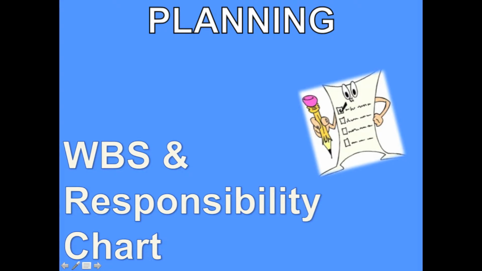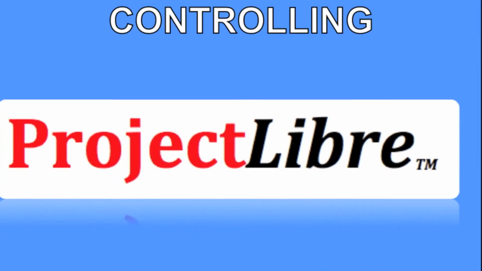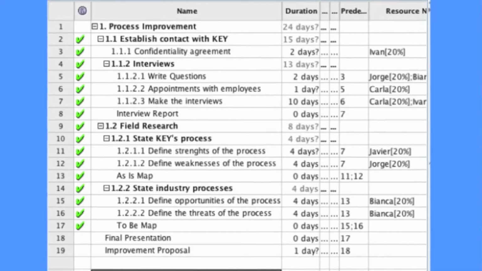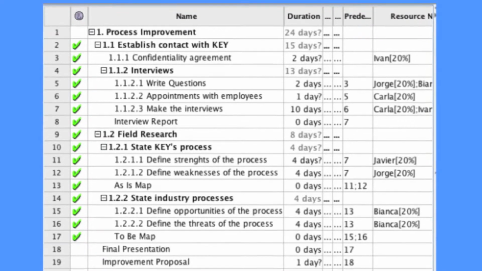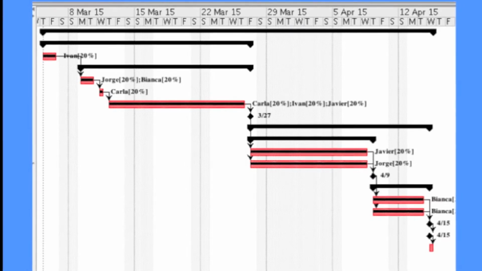To plan and state our roles in the project, we used the work breakdown structure. We also used a responsibility chart that helped us identify who was in charge of each activity in our work plan. To control and follow up our tasks, we used Project Libre to create a Gantt diagram. As we can see, it shows the working structure we follow and the progress of each activity with its corresponding resources.